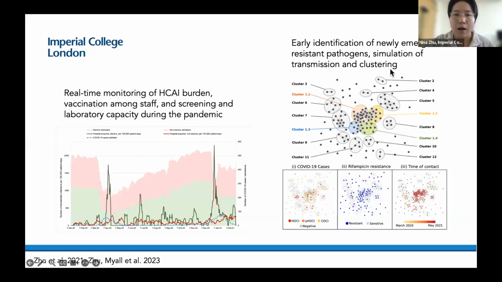We have confirmed that this kind of outbreak detection using patient movement data actually has similar power compared to the more expensive genome sequencing. So it provides an alternative approach in monitoring and detecting outbreaks within hospital settings. So these are the work we have done using the data during COVID.